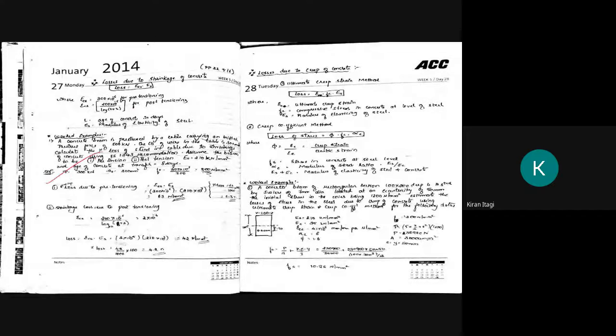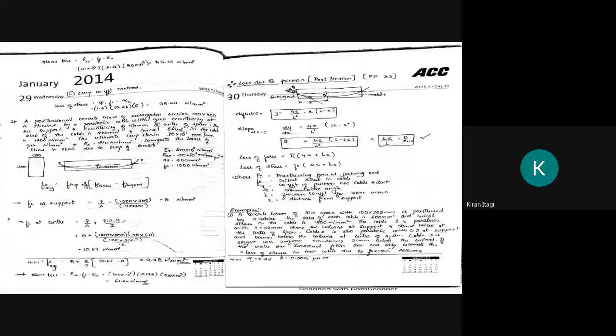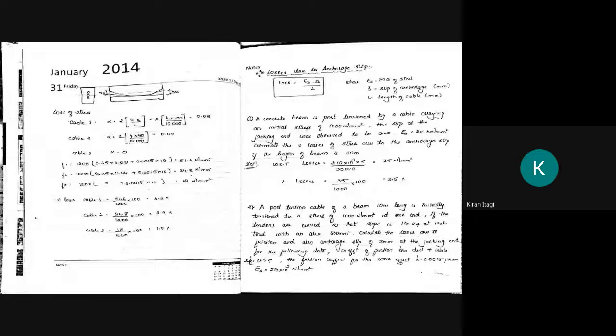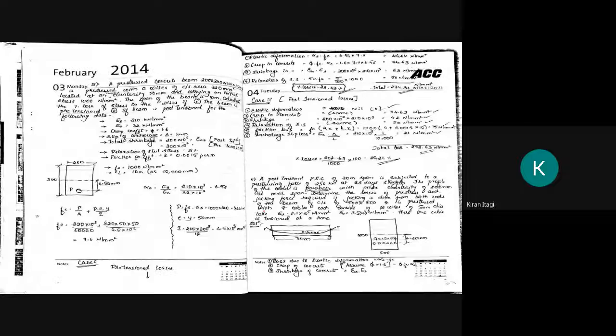Okay. These are examples with respect to shrinkage. These are with respect to creep, with respect to friction, anchorage slips.